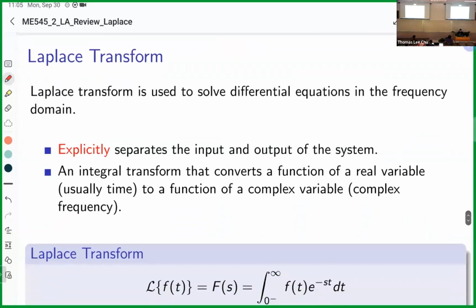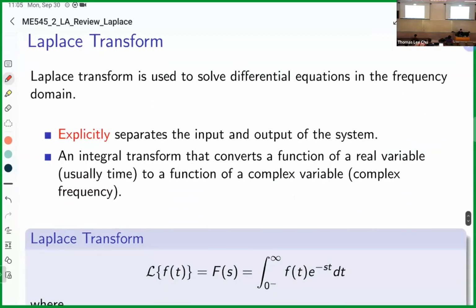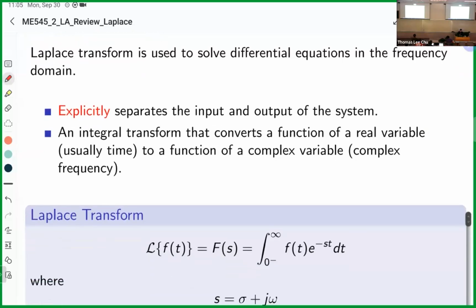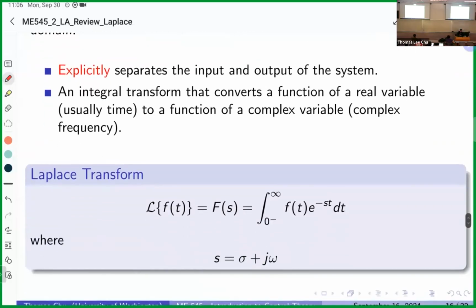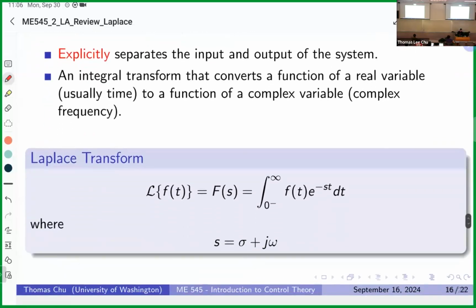So basically, think of a Laplace transform. It's a tool. The Laplace transform is used to solve differential equations in the frequency domain. The nice property about Laplace transform is that it explicitly separates the input and output of the system. And the more technical definition: it's an integral transform that converts a function of a real variable, usually in time, to a function of a complex variable, which is denoted by the complex frequency. So this is just the technical definition of it.